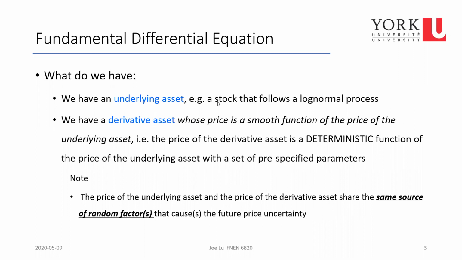And in this case, if you know the stochastic process of the underlying asset, then by Ito's lemma, you will know the stochastic process followed by the price of the derivative asset. And you will see that both the underlying asset and the derivative asset will have the same source of random factors. So essentially, the random changes are caused by the same random innovations in both of the stochastic processes.